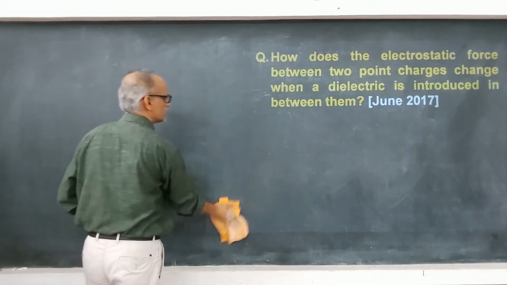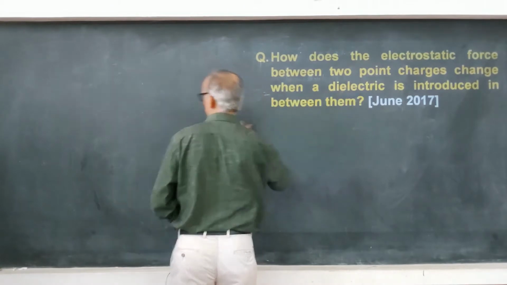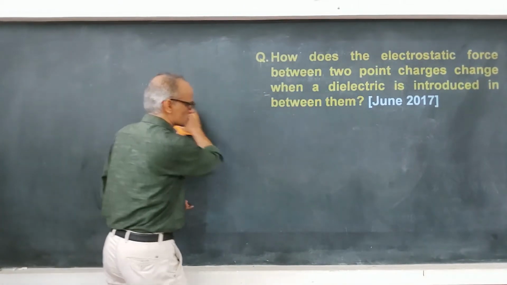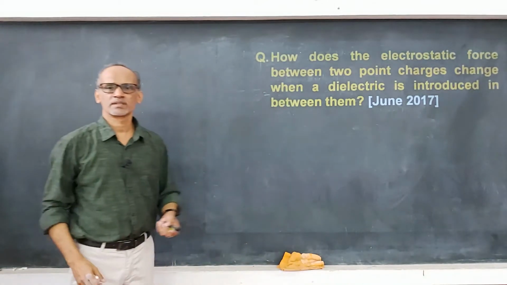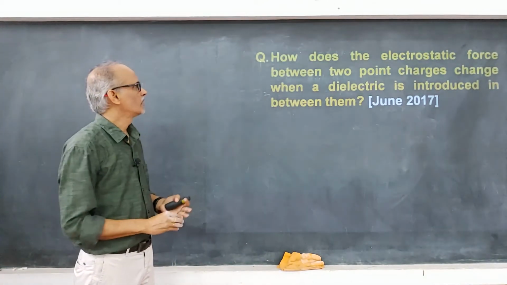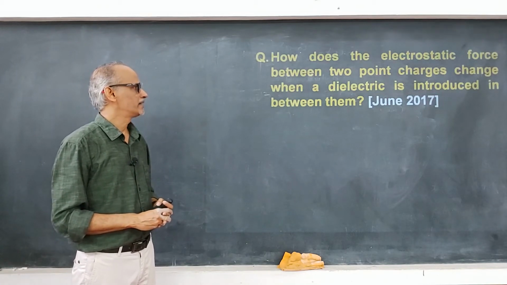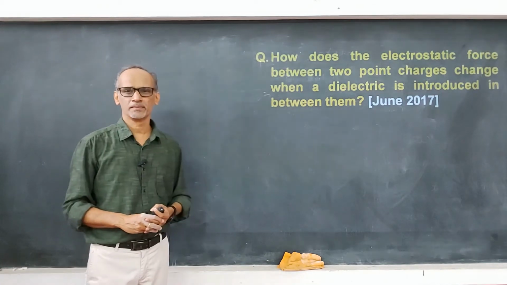Now let's see some of the questions asked in the examination for 1 mark, and then we'll attempt how these kinds of questions can be attempted. It's a 1 mark question. How does electrostatic force between the 2 point charges change when a dielectric is introduced between them?